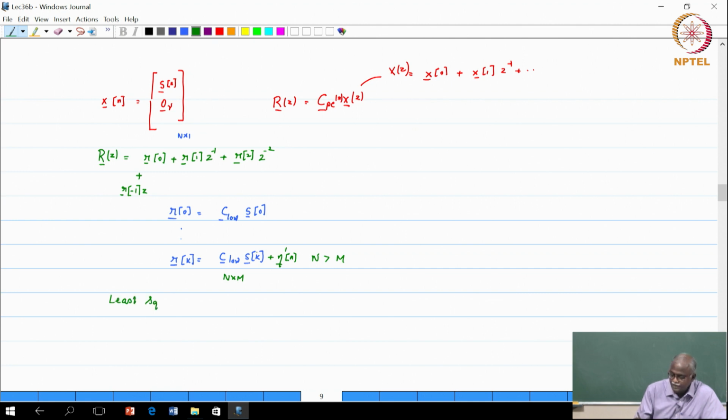Least square solution, the best estimate of Sk will be the least square solution, which is what we wrote down yesterday. The least square solution says that the best estimate for Sk in the presence of uncorrelated Gaussian noise would be Sk equal to the Moore-Penrose pseudo inverse. Yesterday we had written a dagger symbol, that is nothing but the Hermitian. So, we will write it down with the Hermitian: C low Hermitian, C low is a constant matrix. So, this is well defined, inversion of that times C low Hermitian times R of n.